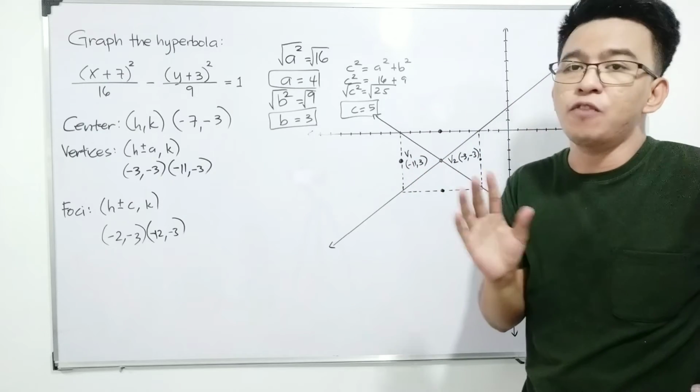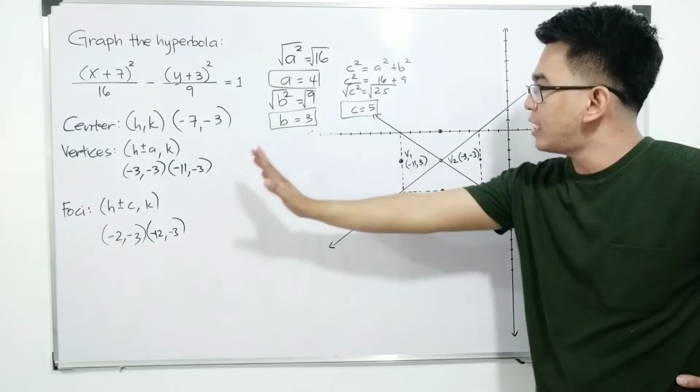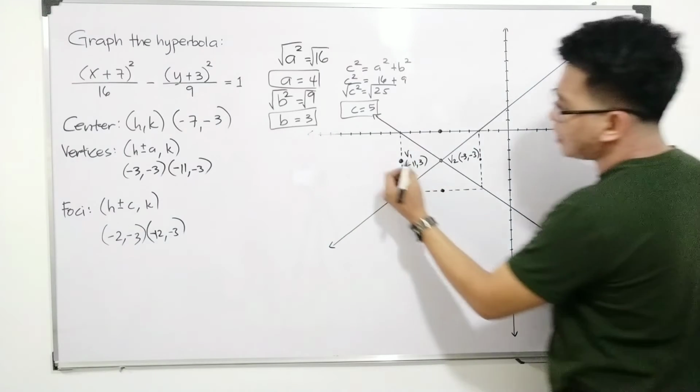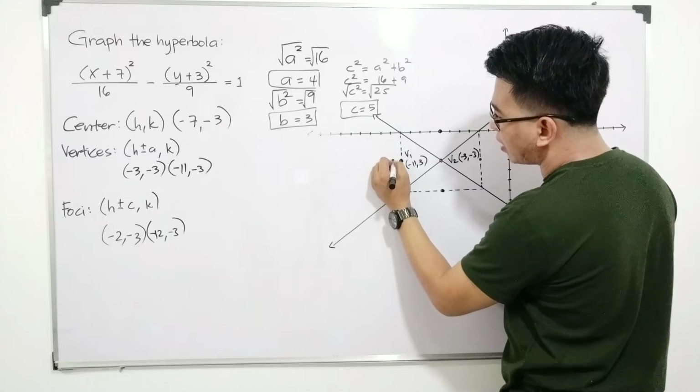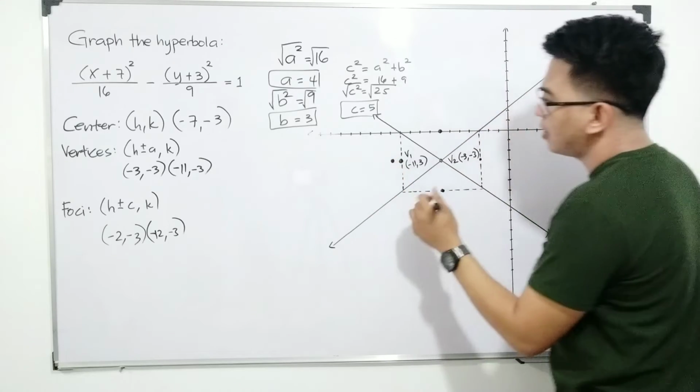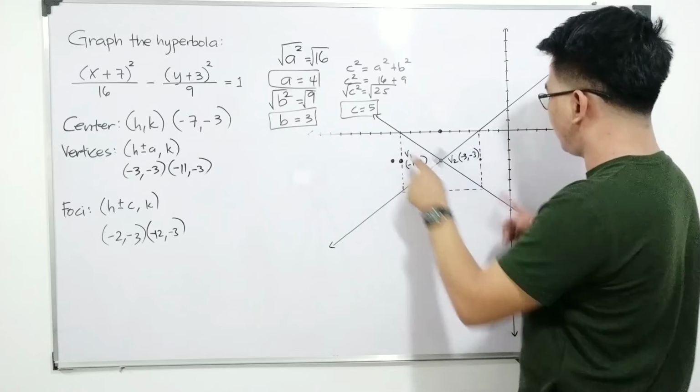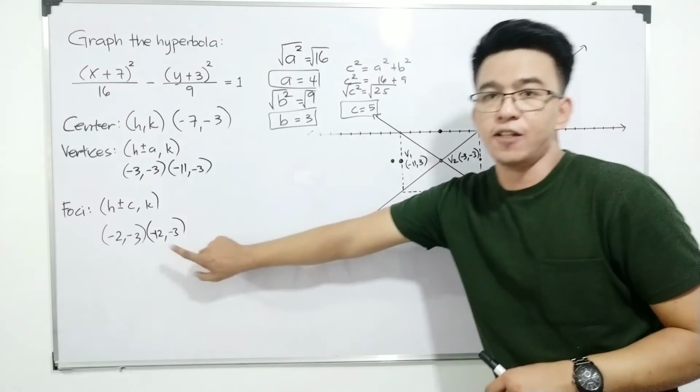So, para mahanap mo yung focus mo, mag-add ka lang ng 1 unit dito papunta sa left at papunta sa right. So, if this is your vertex number 1, ito yung magiging focus mo. Mag-add ka lang ng 1 unit. And upon checking guys, ang coordinates nito ay negative 12 comma negative 3.